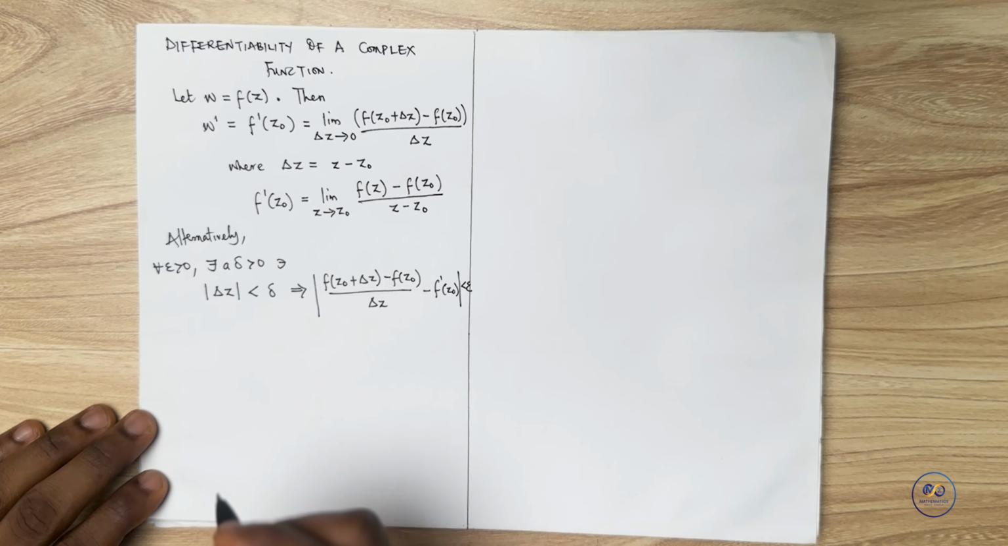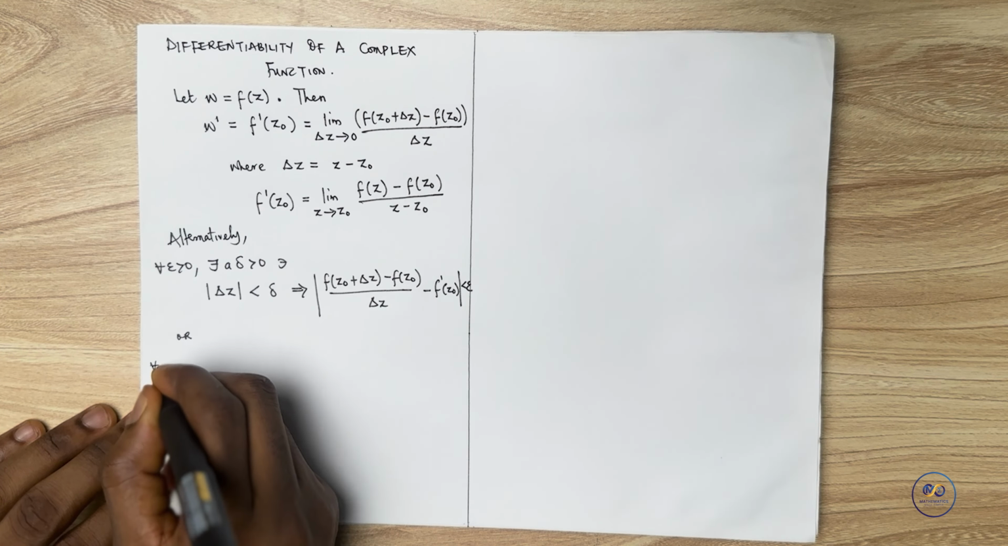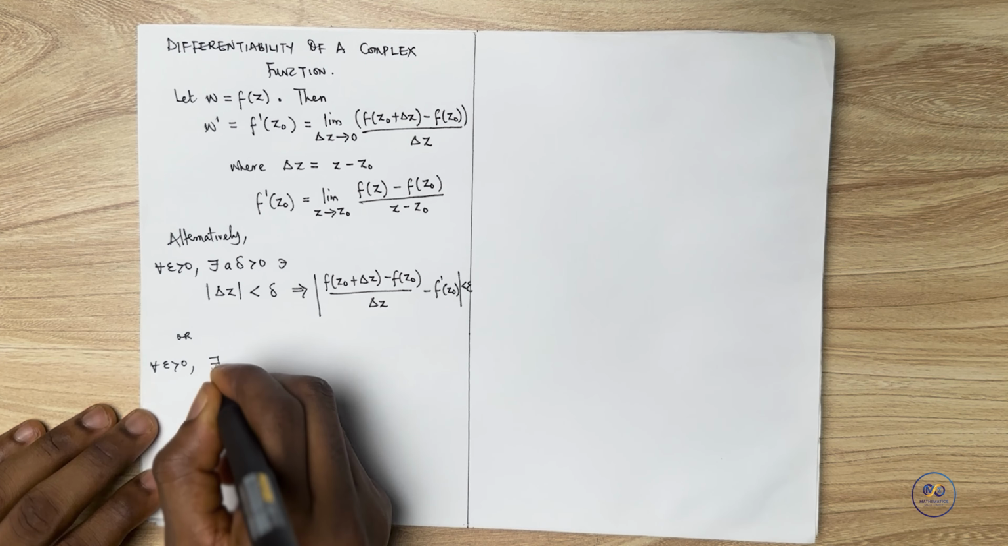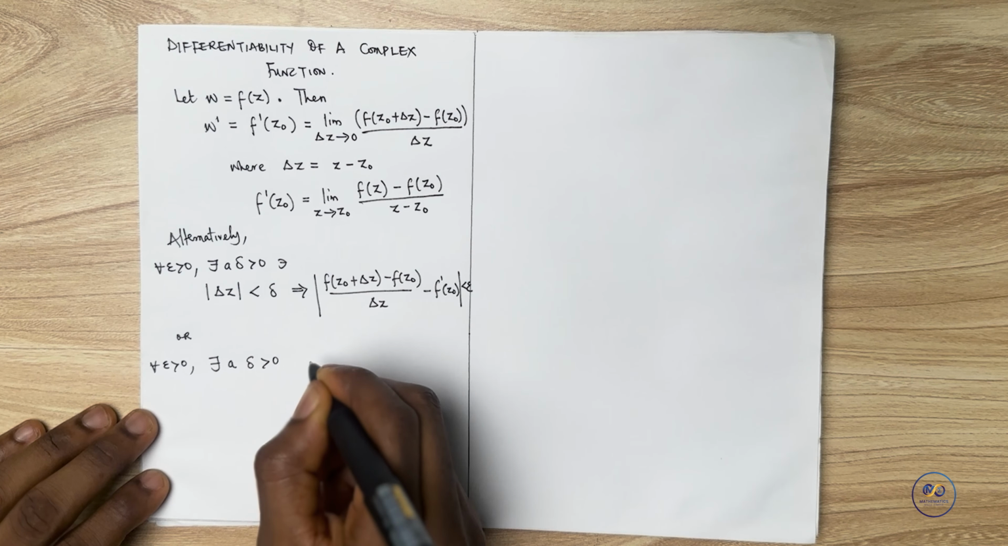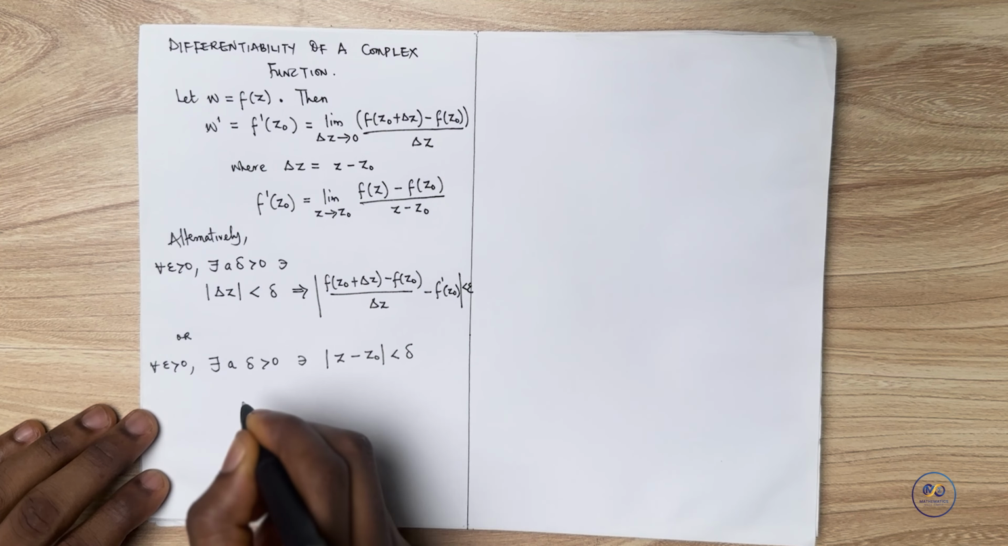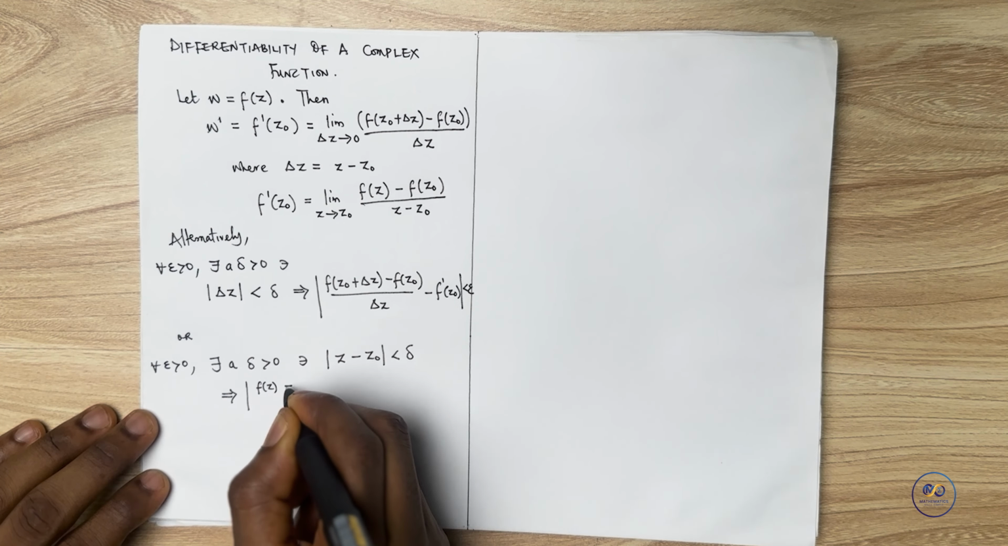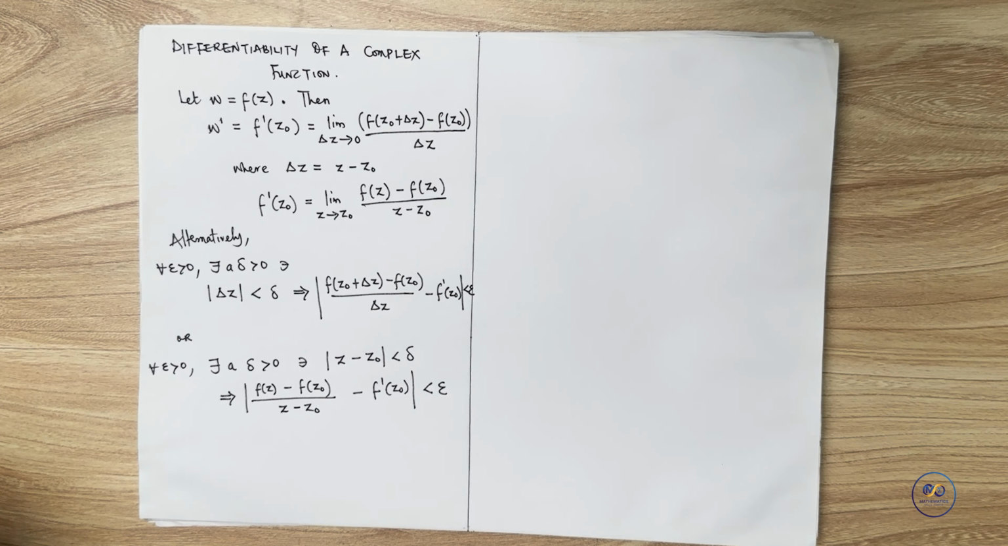And you could also write it in terms of the other function as the case is. For epsilon greater than 0, there is a delta greater than 0 such that the absolute value of z minus z0 less than delta would imply that the absolute value of f of z minus f of z0 divided by z minus z0, minus f prime of z0, will be less than epsilon. Either one is fine. This is how the differentiability of a complex function is defined.